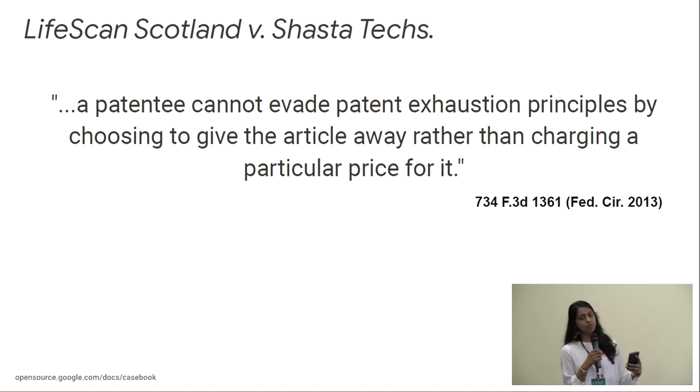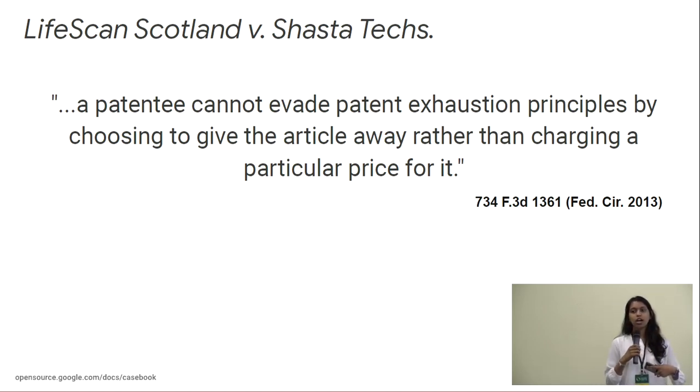And Shasta came along and started making their own test strips to use with the meter, so LifeScan sued them and said, you're contributorily infringing our patent by making these test strips. And Shasta was like, no, patent exhaustion, your patent right exhausted when you sold or gave that meter away. And LifeScan said, well, we gave that for free. The patent system is designed to give me a reward. If I'm giving that out for free, how can I exhaust my patent right? And so the court said, you can't evade it by just giving it away for free.